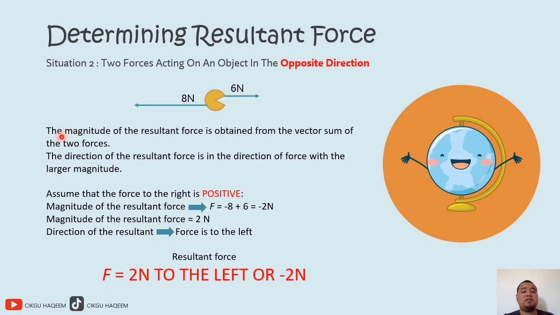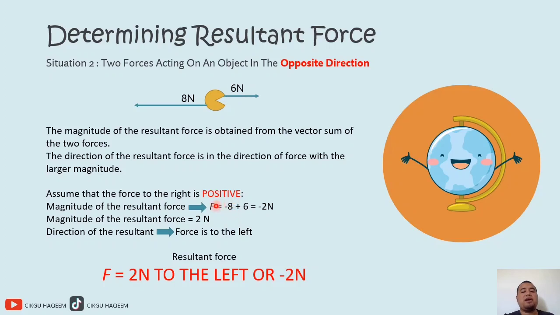Okay, we can see the magnitude of resultant force is obtained from the vector sum of two forces. The direction of resultant force is in the direction of the force with the larger magnitude. So from the diagram we can conclude the ball will move to the left because the left one has larger force compared to the right force, which is 8 Newton and the right one is 6 Newton. So assume that the force to the right is positive and we write the magnitude of resultant force as negative 8 plus 6.